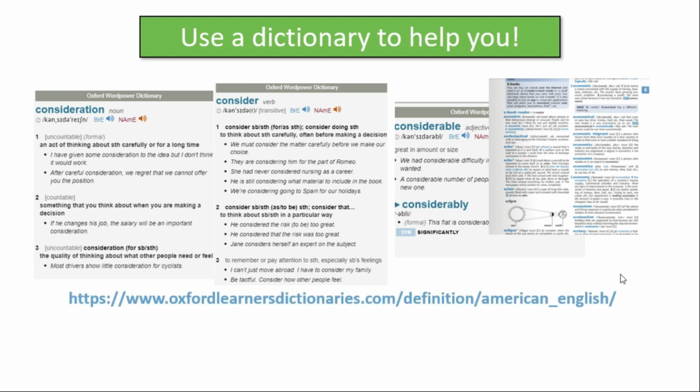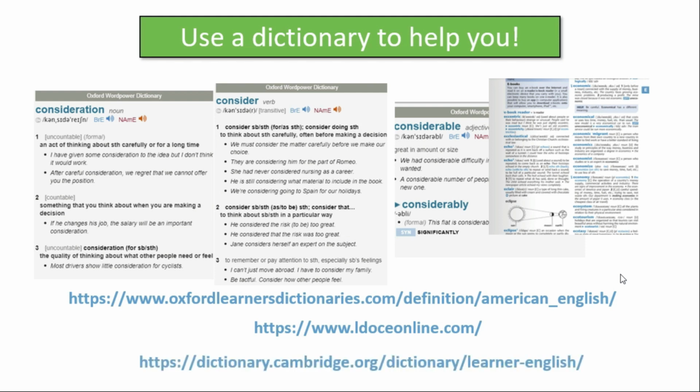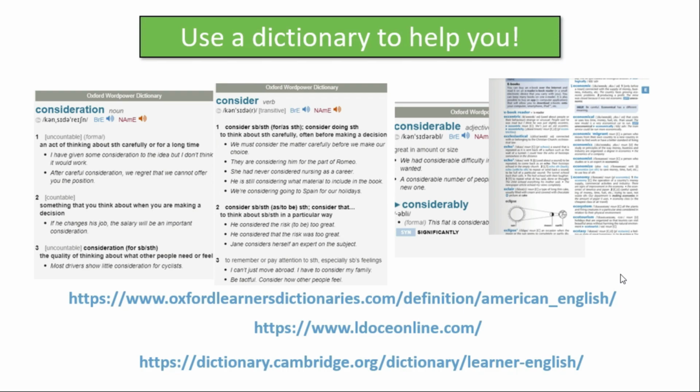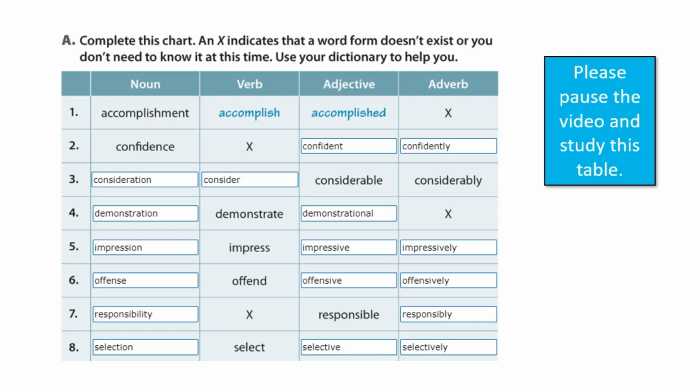You could use this website here for Oxford, and this one here for Longmans, and also we have Cambridge here, where you can use these online dictionaries to ascertain the various word families. Okay, so these are the answers that you should get from your dictionary search.